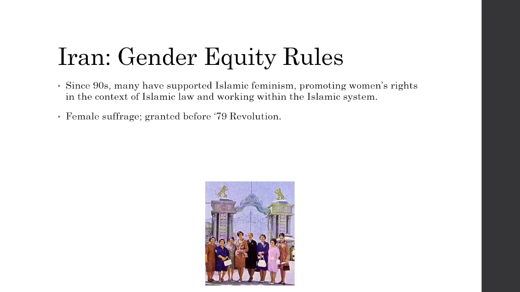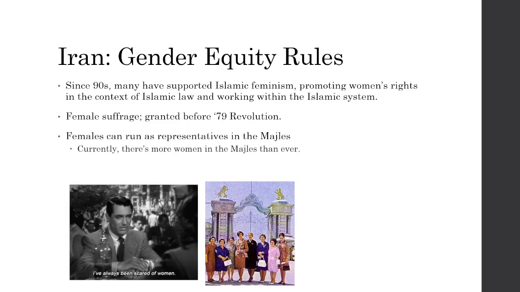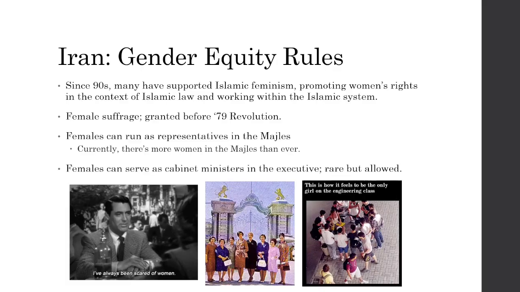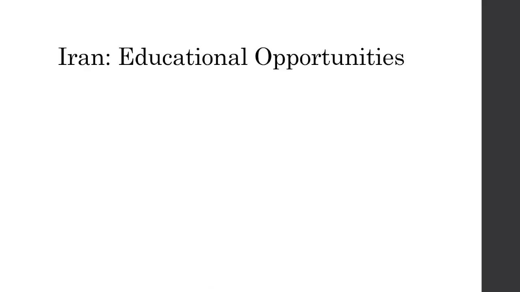Female suffrage, remember suffrage means the right to vote, was actually granted before the 1979 revolution. And these are some major leaders here. Females can also run as representatives in the majlis, so the legislature is not exclusive to men. It is notable that the majlis has more women today than it's ever had before. Females can serve as cabinet ministers in the executive. This is a lot more rare than them serving in the majlis, but it is allowed. So that's the political side of what females can hold in Iran.